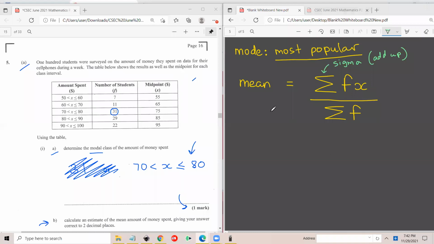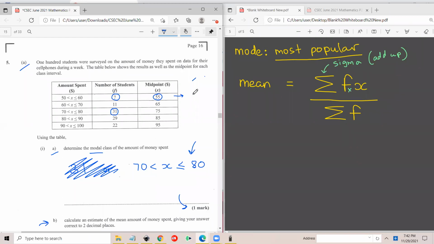So in the formula, you see something like F and X. You have F and X over here in the table. So according to the formula, forget the sigma for the time being. Fx means to take F and multiply it by the corresponding value for X. So let me do the first one here. You're going to take the 7, which is the F value, and multiply it by the corresponding X value.